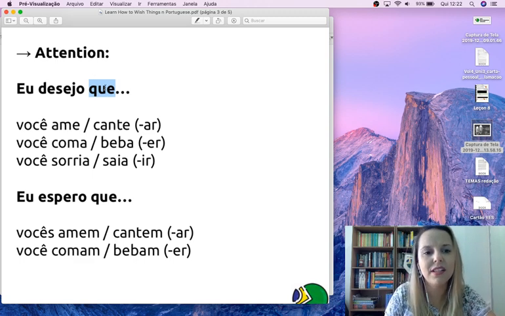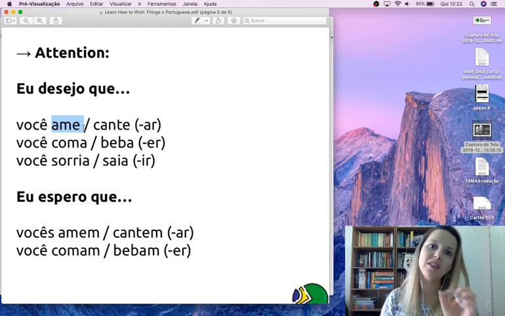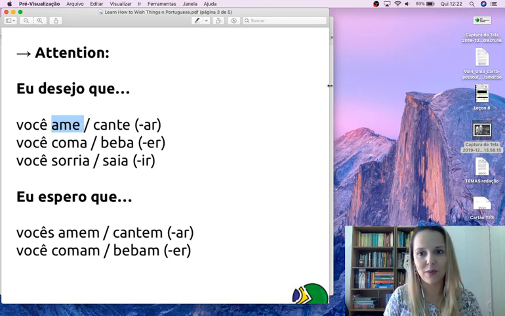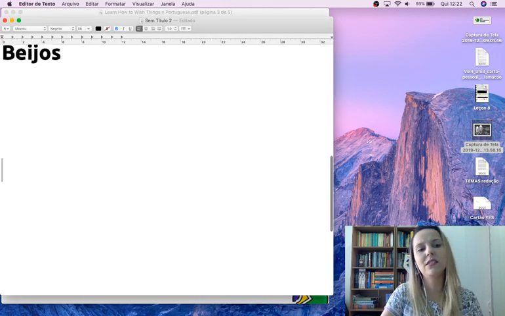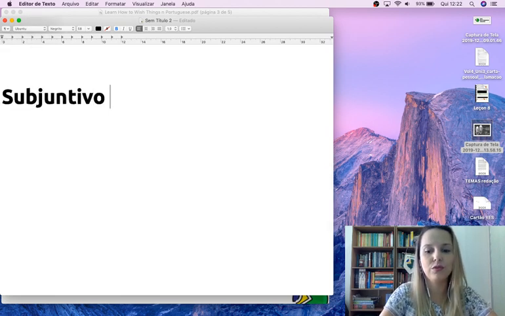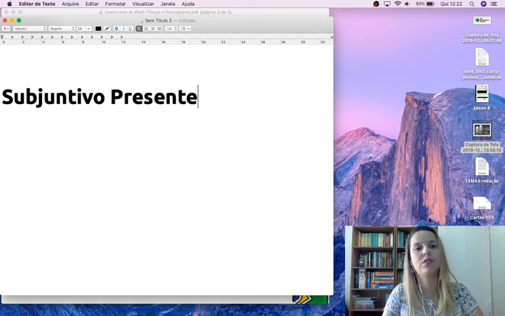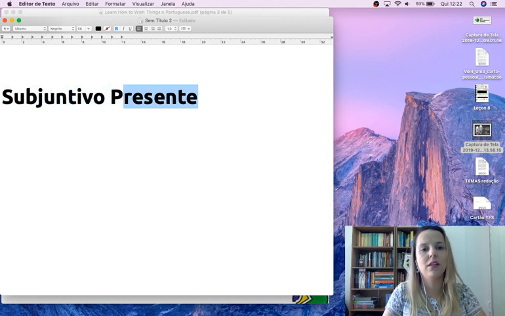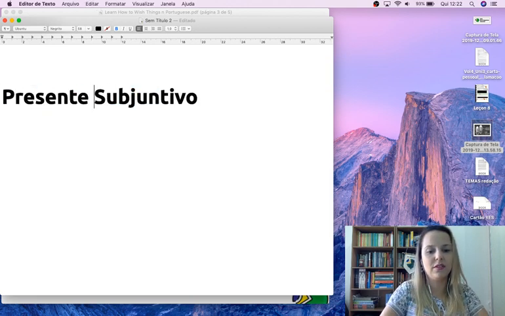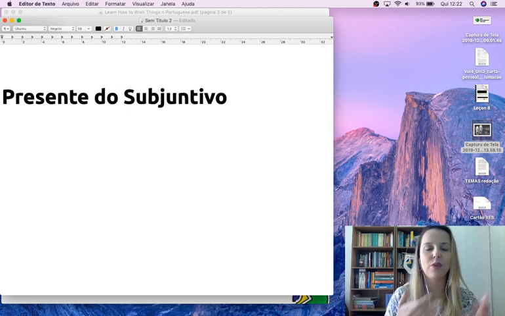So if I have this in Portuguese, this means that the verb that comes after it has to be in the, do you know it? Subjunctive present. So let me write in here for you guys. This is the formal name that we call in Portuguese subjuntivo presente, or presente do subjuntivo. It's common also to say in the inverted version. Presente do subjuntivo. Subjunctive present.